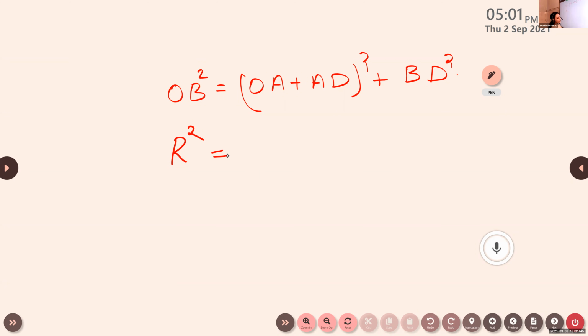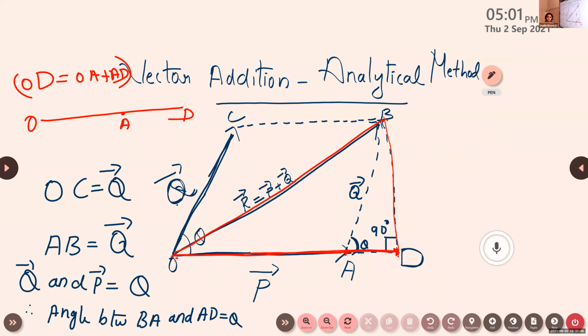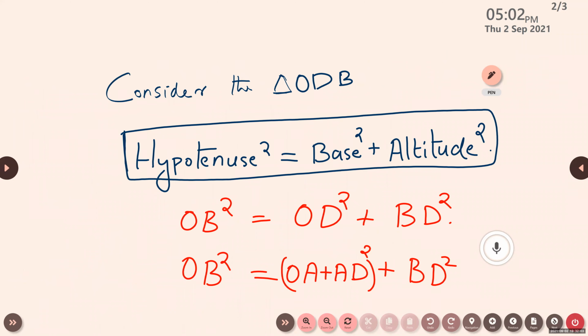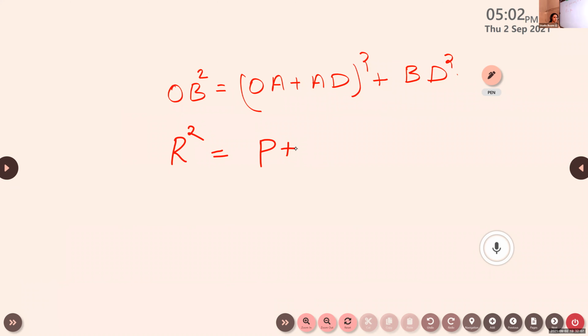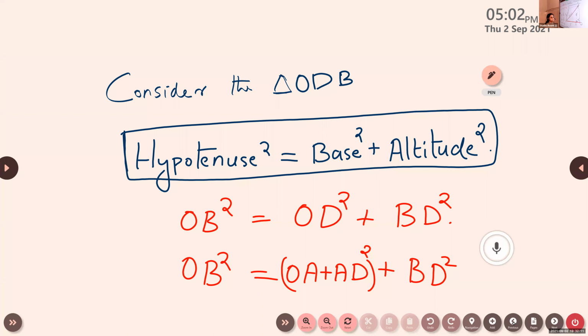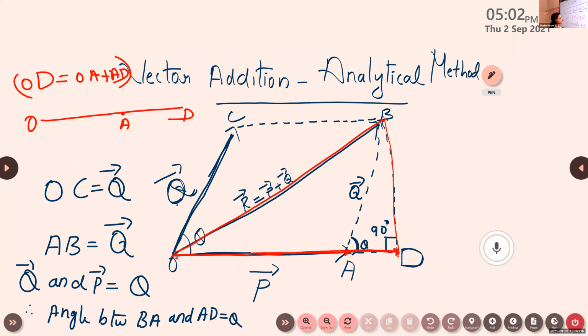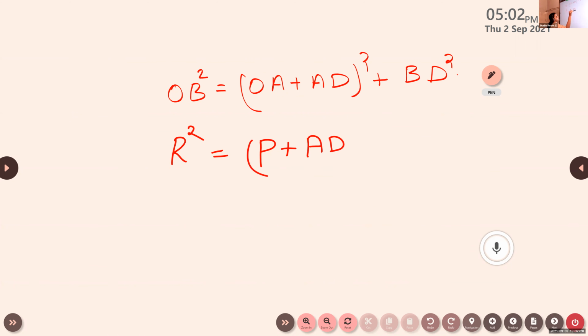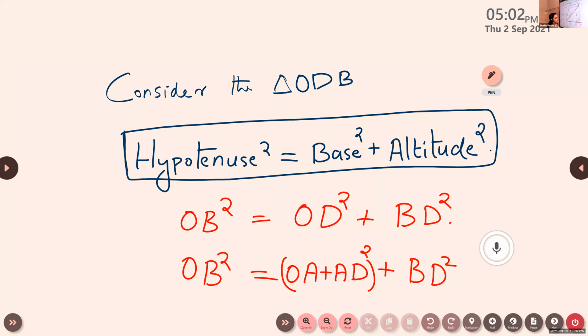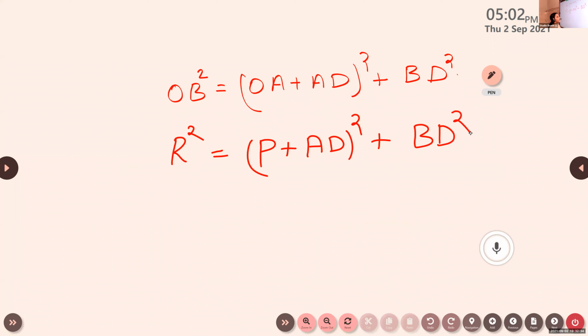R square is equal to, what is OA? Vector P, and the magnitude of vector P is P. So instead of OA, we can write P, plus, any idea about AD? Here we don't have any value for AD, so we can put AD as it is. P plus AD the whole square, plus what about BD? Is there any particular value for BD? No, so we can put BD as it is. So our equation becomes R square is equal to P plus AD the whole square plus BD square, and we want to find the value for AD and BD.